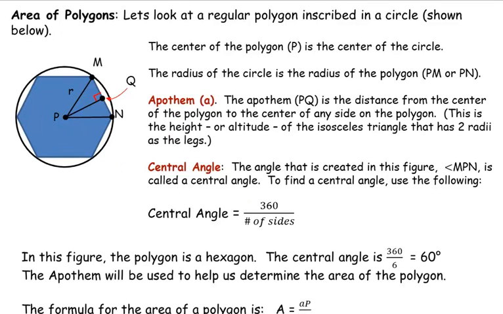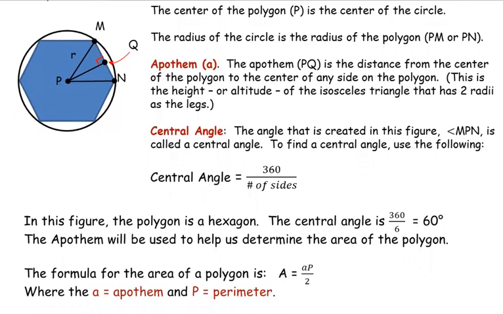Okay, so let's look at this figure. This polygon is a hexagon. And so my central angle here is going to be 360 degrees divided by 6, which gives me 60 degrees. The apothem is also used to help us determine the area of this polygon. So we get that this angle right here is 60 degrees, the whole thing.